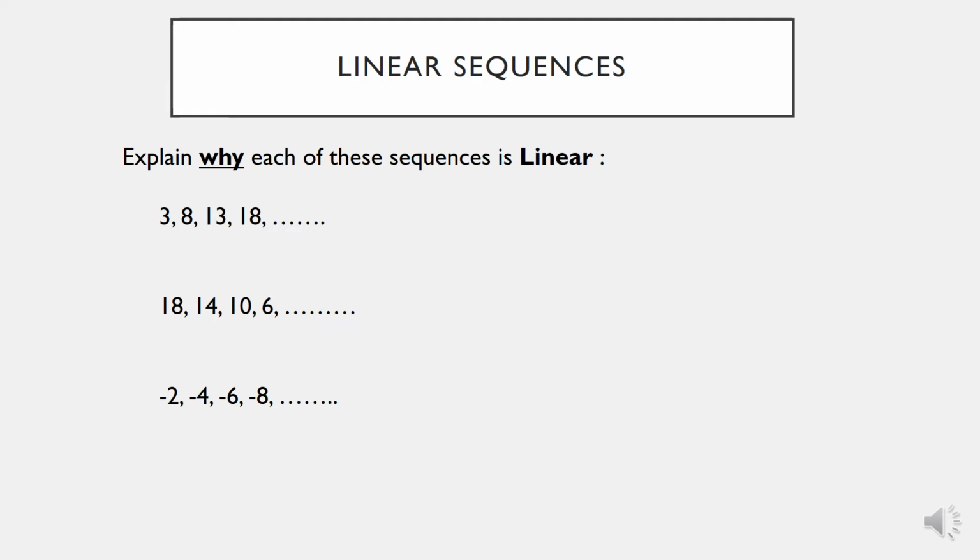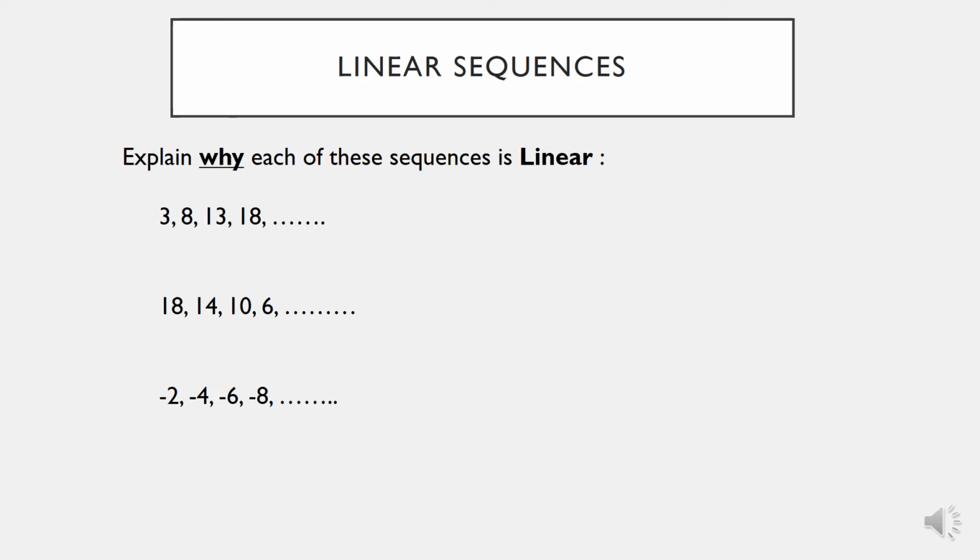Okay, so let's go back a little bit. The top one, 3 to 8 is 5, and 8 to 13 is 5, and so on. So the common difference for the first sequence there is 5. Okay, let's look at the second one. The numbers are falling. Are they falling by the same amount every time?